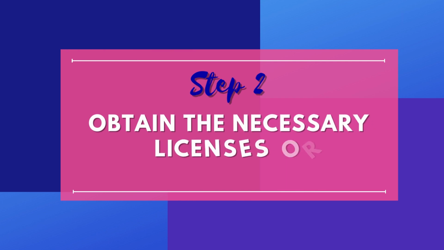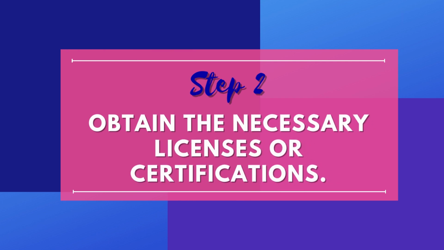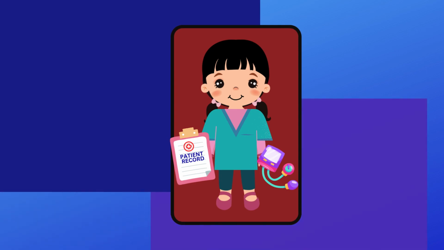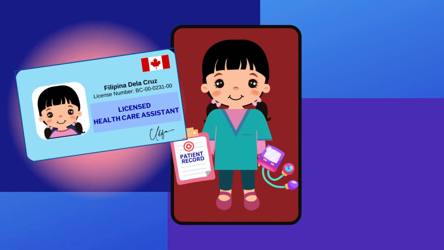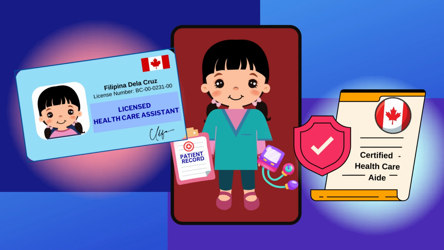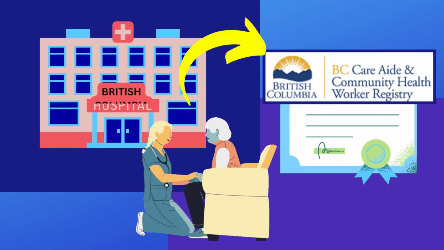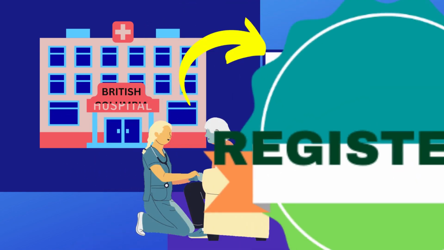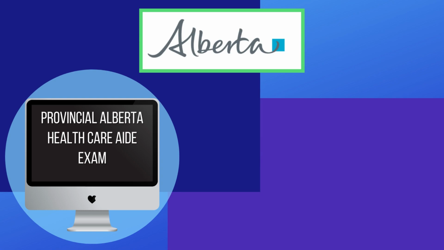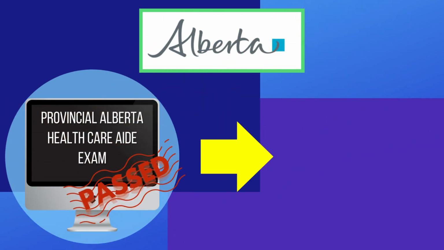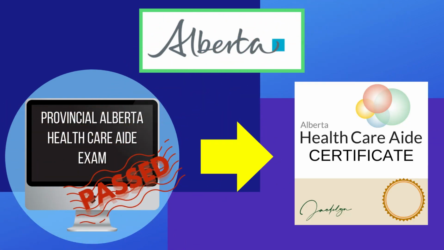Step 2. Obtain the necessary licenses or certifications. You may also need to acquire a license or certification to become a healthcare assistant, depending on the requirements of the province or territory where you intend to work. For example, if your goal is to get a position in any publicly funded healthcare setting in British Columbia, you must first register with the BC Care Aide and Community Health Worker Registry. In Alberta, you must pass the provincial Alberta Healthcare Aide examination to obtain an Alberta Healthcare Aide certificate.